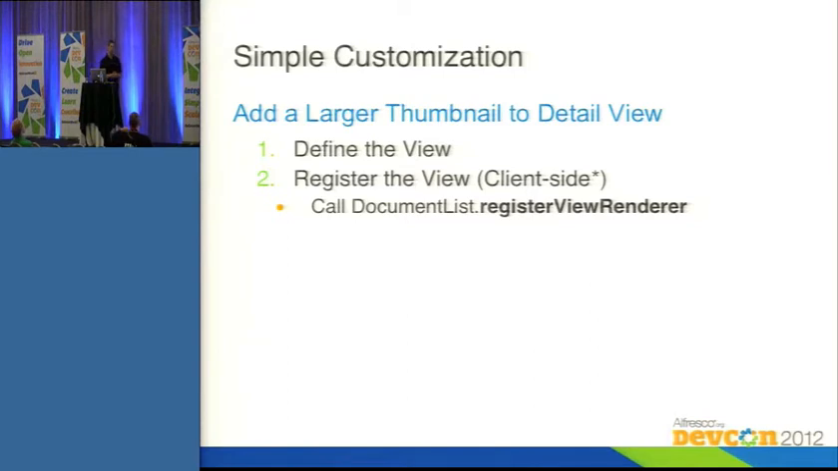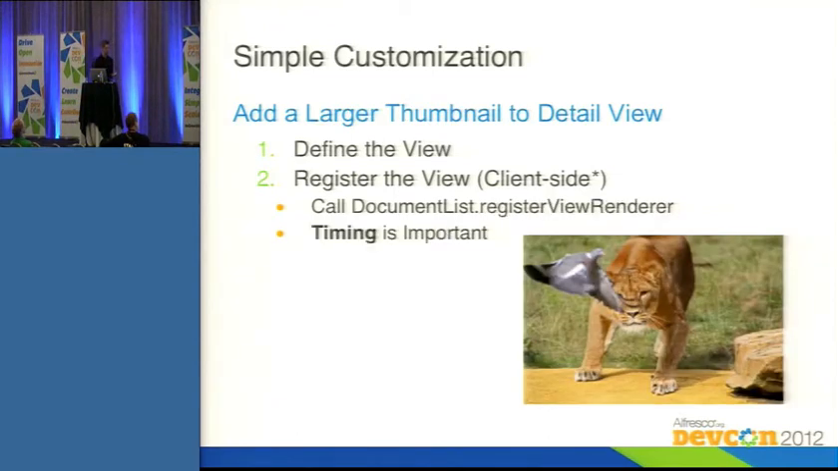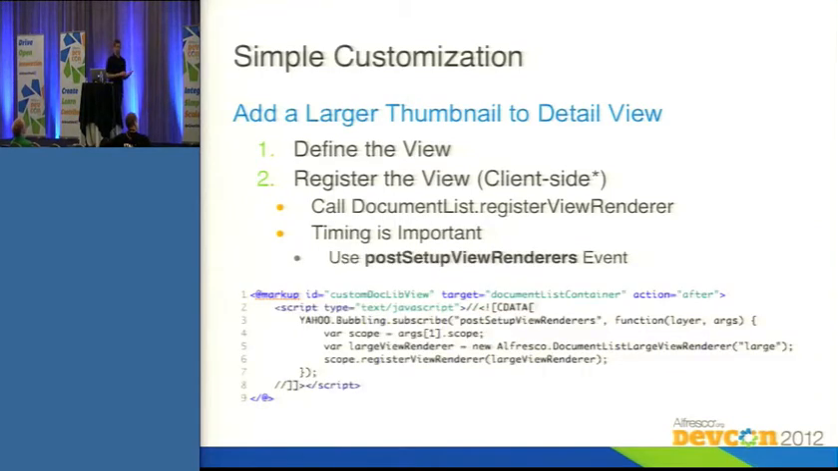And what we want to do there is call document_list.register_view_render. And that, again, is going to tell the document list object about how to find our new view render. And the timing of that call is important. We need the document list object set up. We need the data source and data table set up. A few other things there. So we want to be sure to call that at the right time. And the right time to do that, it's just after post setup view renderers is fired by the document list. That's essentially the document list saying, hey, I'm ready to accept new views, throw them at me.